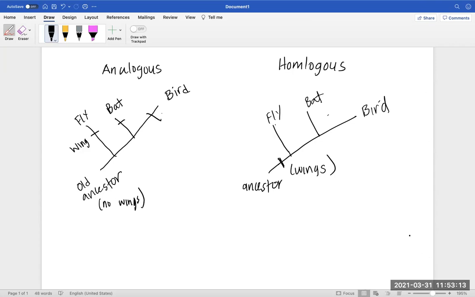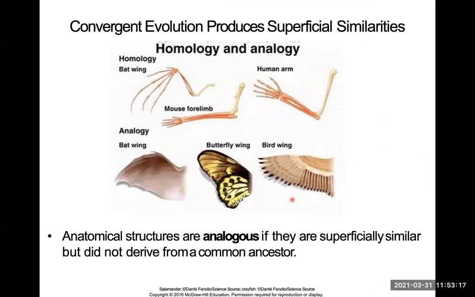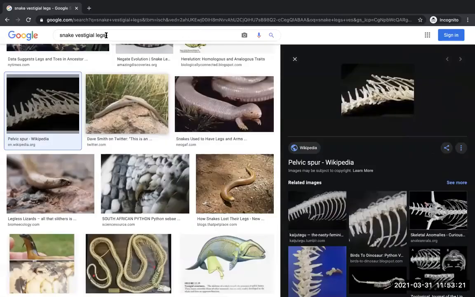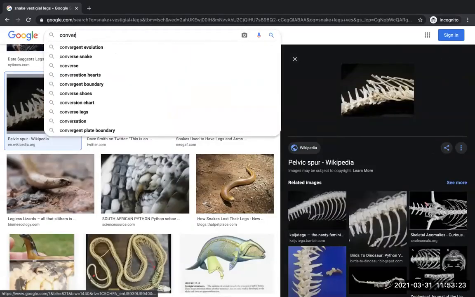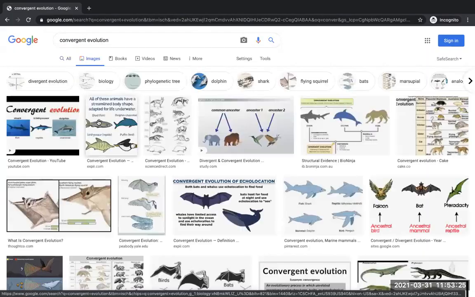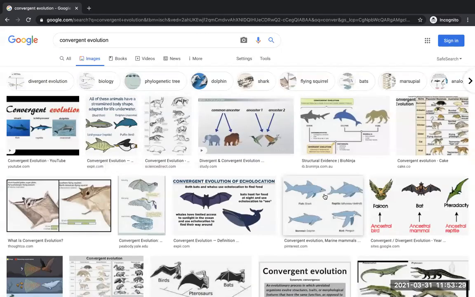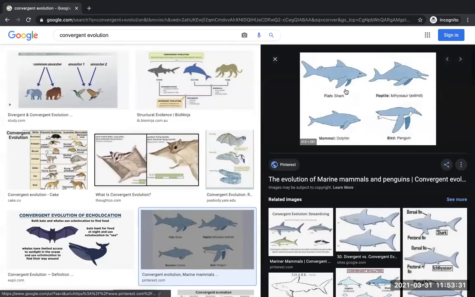Then I also said something about convergent evolution. So that's an example of convergent evolution. Let me show you another example of that. So another example of convergent evolution would be maybe this one. This is a fish, reptile, mammal, and a bird. They all have similar body shapes.